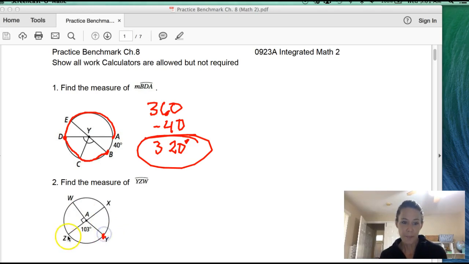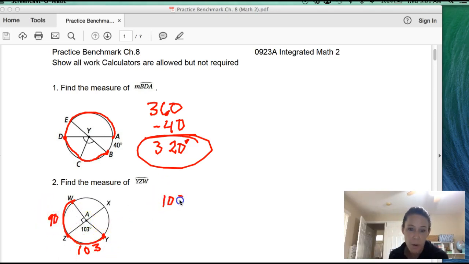Next, you need to find the measure of YZW. Here's Y, here's Z, here's W, and it's an arc. So we're going to find the measure of this arc. The measure of the central angle is the same as the measure of its arc. So if this is 103, this is also 103. If this is 90, this is also 90. So we just need to add these together. 103 plus 90 is going to be 193, and you're finished.